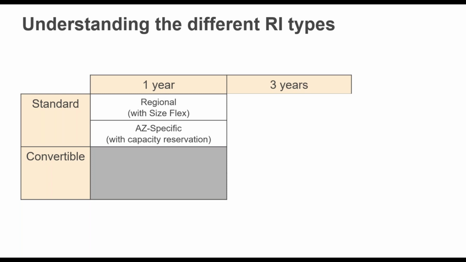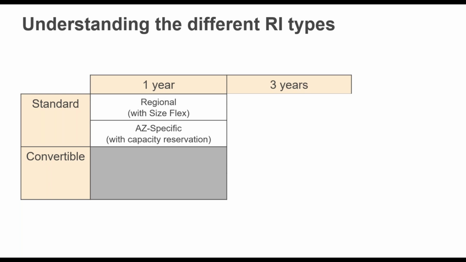Within the standard reserved instances, in this case a 1-year commitment, you have some flexibility in how you're deploying and managing your resources under this commitment. You could deploy them in a regional fashion. Essentially, you're making reservations on instances within a particular region, and you're getting a discount for that commitment.